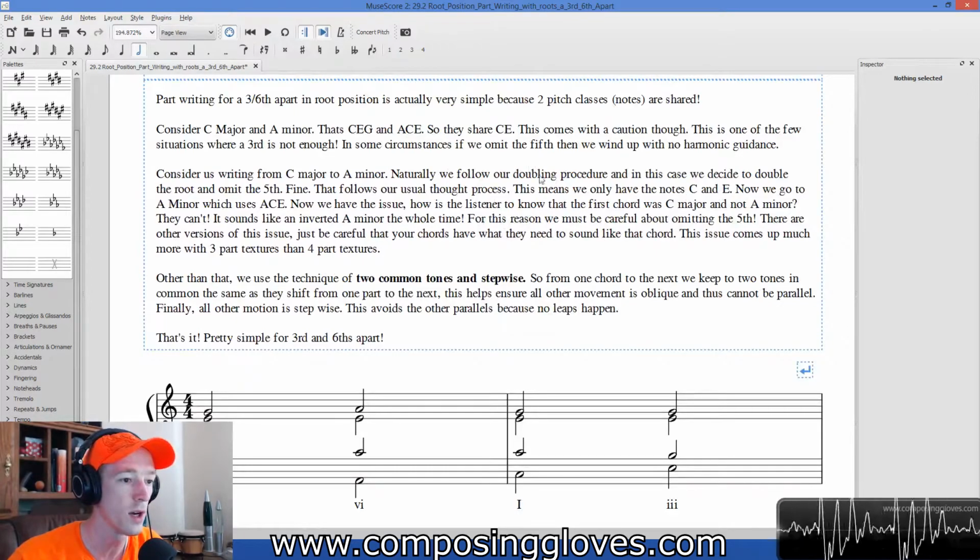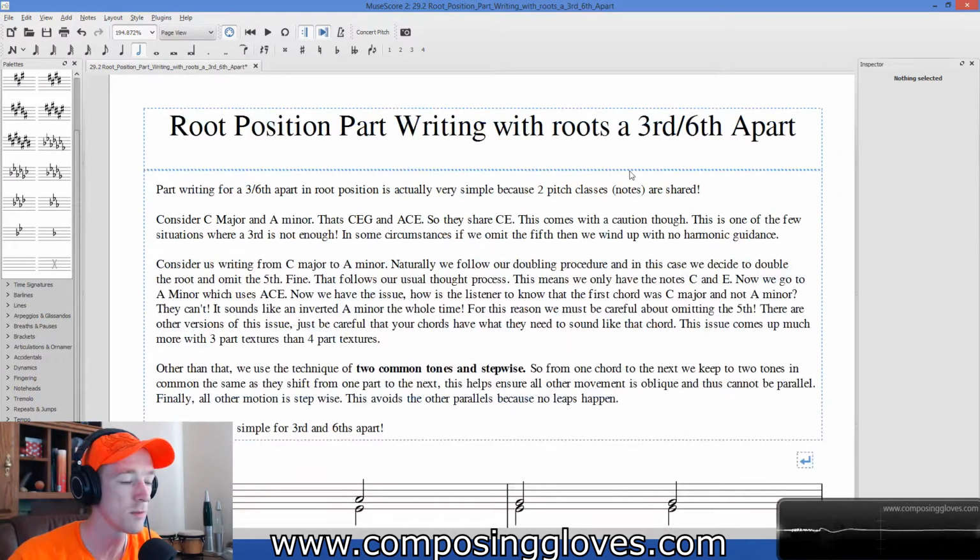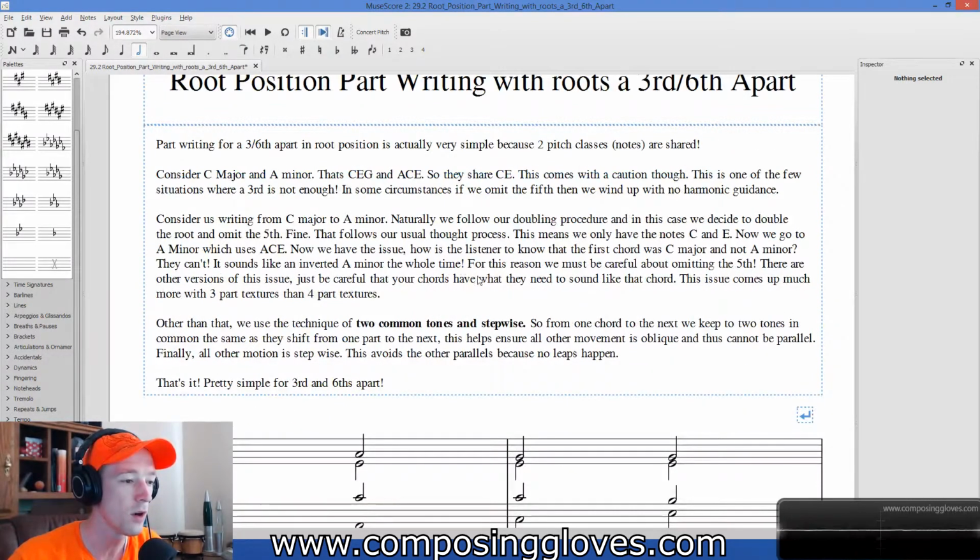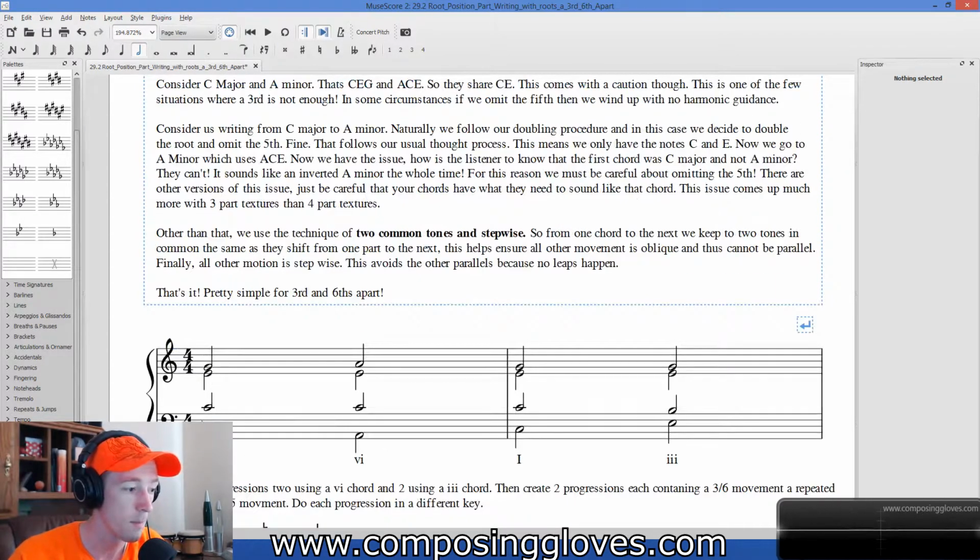Now, I list a whole bunch of additional stuff here, and there is sort of a special case. We need to be careful about omitting the fifth in this case, and I actually explain it right here. Normally, if we were going to omit a chord tone, a note of the chord, we usually keep the third, because that tells us if it's major or minor. But in this case, we have this doubled tone, and so we lose the quality of the chord if we don't keep the fifth.